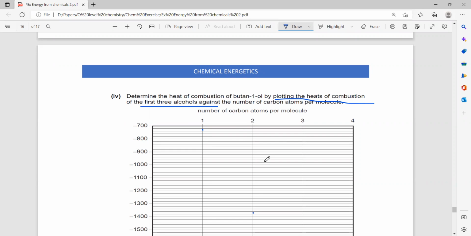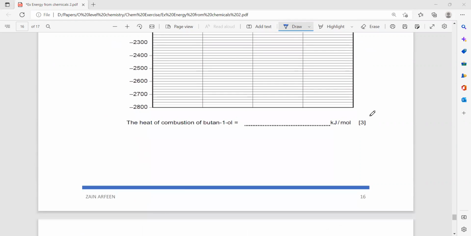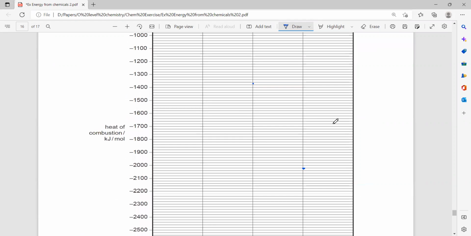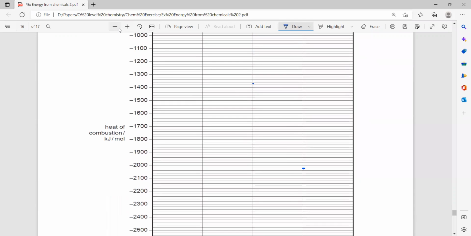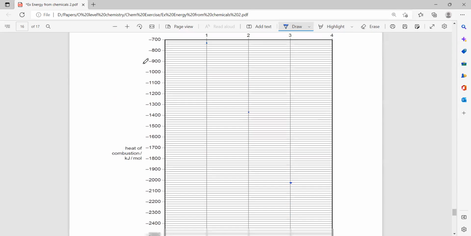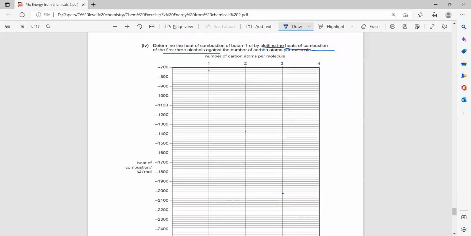So you may lose marks here. For example, it's of 3 marks. If you write minus 2600, you will score 2 marks, but you will lose the third mark if you don't show this on your graph. The third mark is for showing clearly on the graph how you worked out. When you draw a line and find the heat of combustion on the y-axis, that will be the third mark.